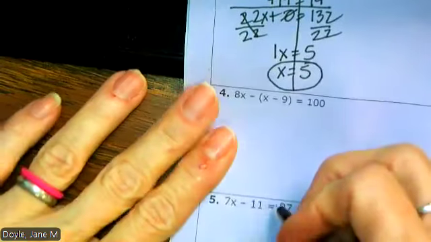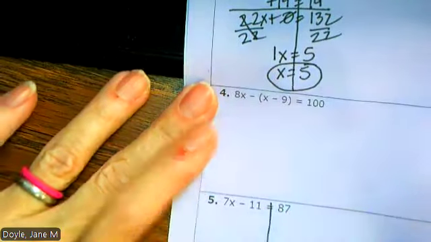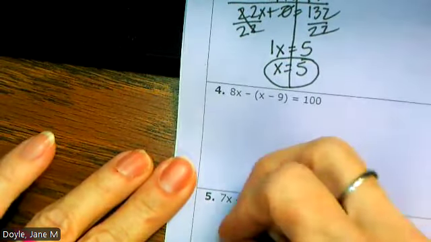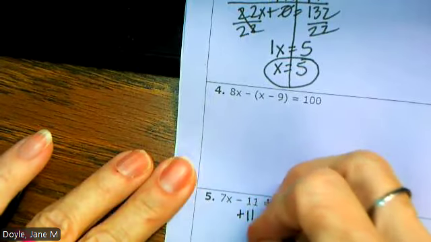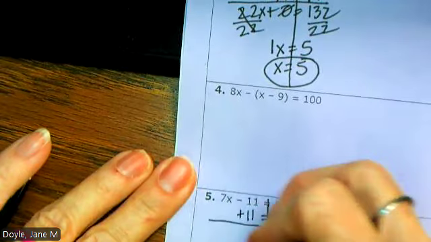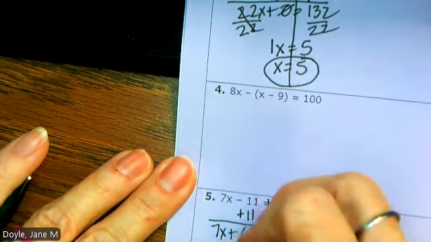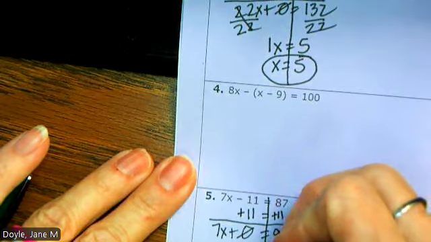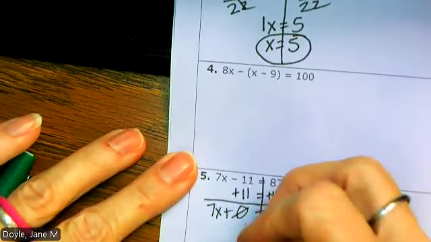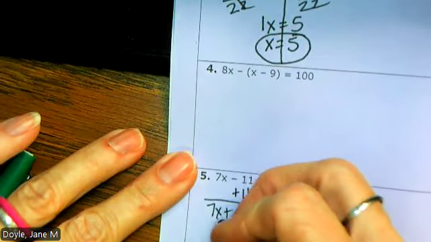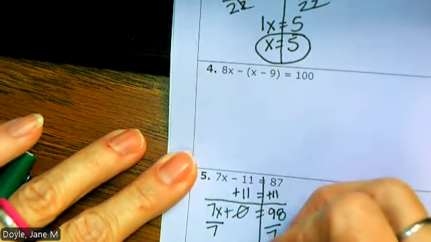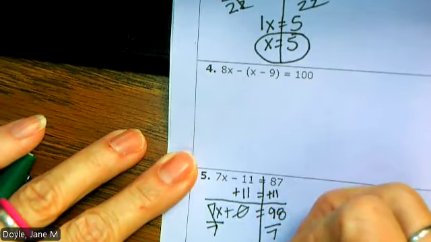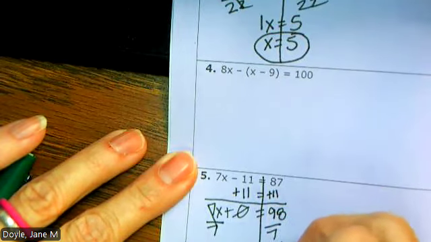5 is like 3. So again, there are no parentheses, no like terms. We don't have variables on both sides. Are we adding or subtracting something to our variable? We're subtracting 11. The opposite of minus 11 is plus 11. So what we do to one side, we do to the other. That's going to give us 7x plus, that zeroes out, is equal to, and that's 98. And last, we are multiplying by 7. We're going to divide by 7. 7 divided by 7 gives us 1x is equal to 14. So x is equal to 14.